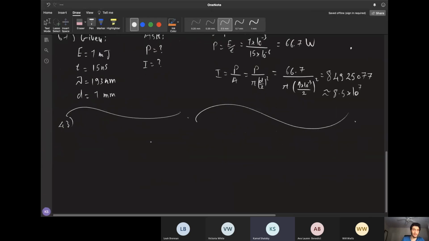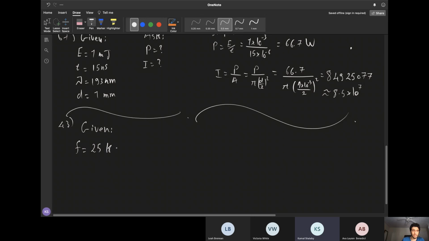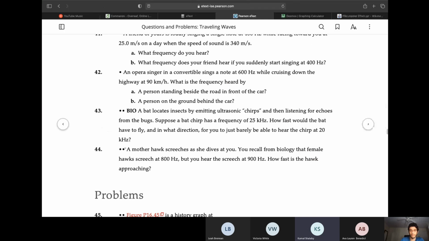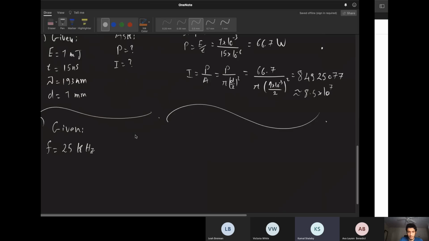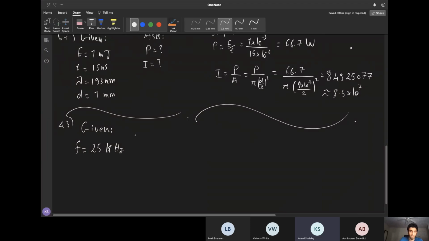So let's try what we have. Given our frequency is 25 kilohertz, how fast would the bat have to fly, and in what direction, for you to just barely be able to hear the chirp at 20 kilohertz? Okay.